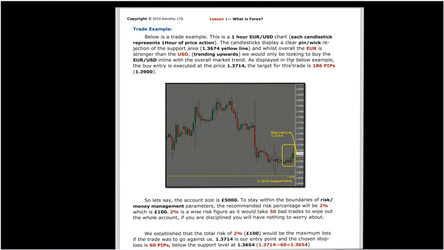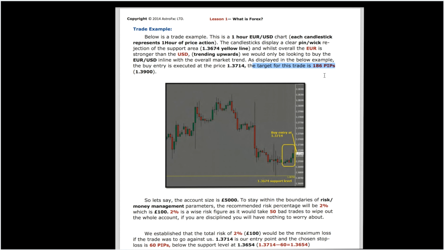Now, as displayed in the below example, the buy entry is executed at the price 1.3714. The target for this trade is 186 pips. Now, the target is not displayed on this page. That came from the higher time frame perspective, so it's up here somewhere, all right? So as I've mentioned in the prior videos, please look at the market, dissect the market, break the market down, and look at where the market can potentially go, where it could potentially run to before getting fixated on how to enter.